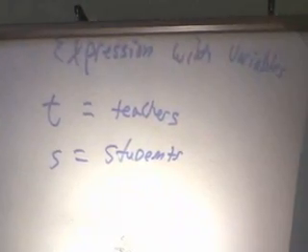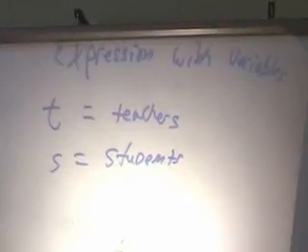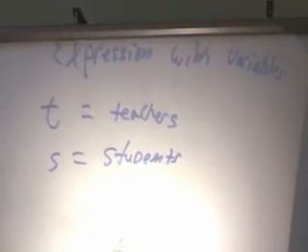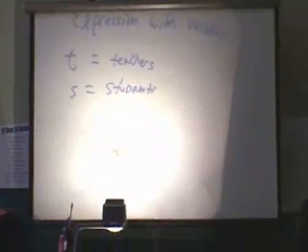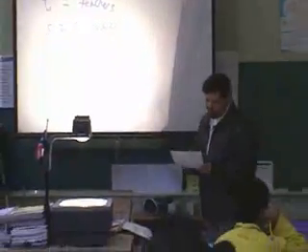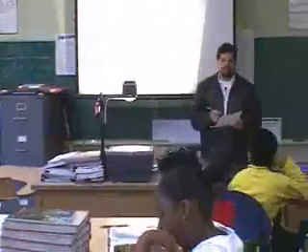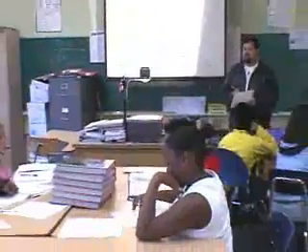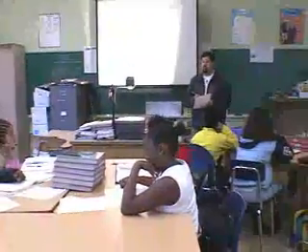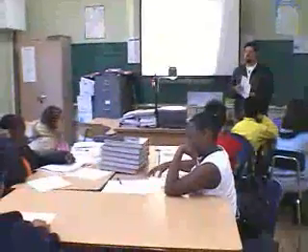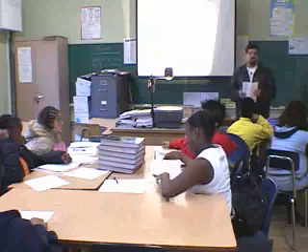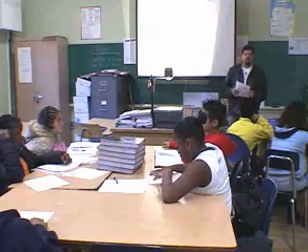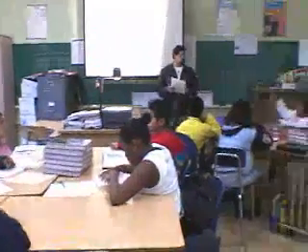Now, the reason why I moved some of you to other tables is because you're going to be working on this problem as a group. Exactly. So what I want you to do now is come up with an expression with two variables to solve the problem of how many students and teachers can fit inside an elevator with a capacity of 1,000 pounds. Yes?